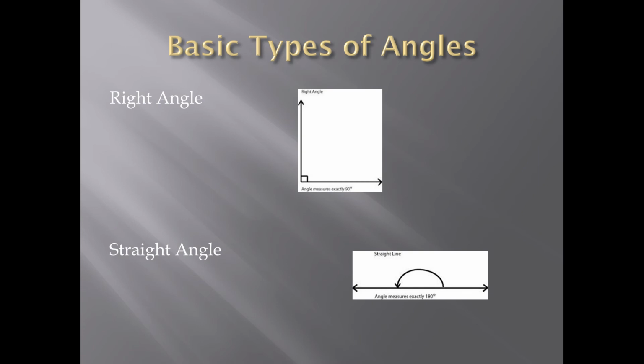Two more basic types that we have worked a lot with are right angles, which equal 90 degrees, and straight angles, which are straight lines that equal 180 degrees. Straight angles will be very useful in our discussion of angle pairs.